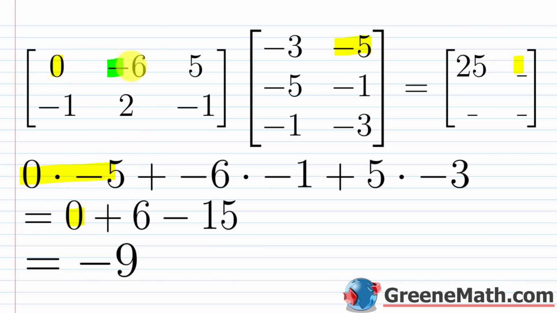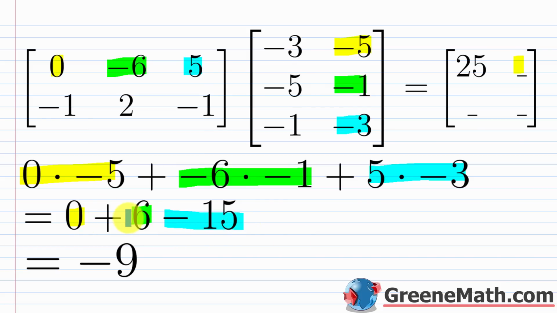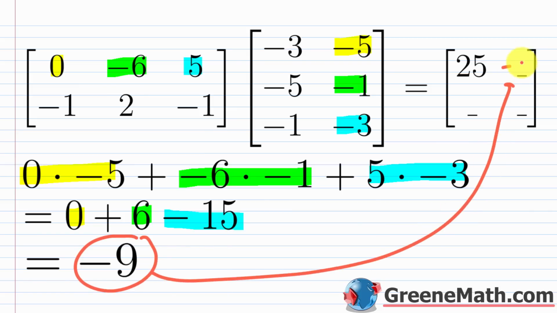We're going to slide down and do negative 6 times negative 1. So that's going to be this right here. That's going to be 6. And then lastly, we're going to do 5 times negative 3. So that's this right here. And that's going to give me negative 15. 0 plus 6 is 6, and then 6 minus 15 is negative 9. So I'm going to take this negative 9, and I'm going to put it right here. So let's write in a negative 9 right there.